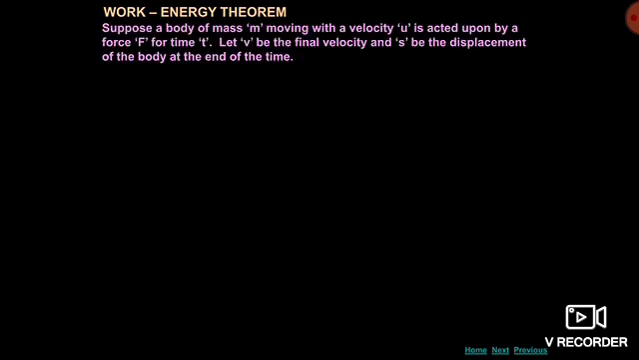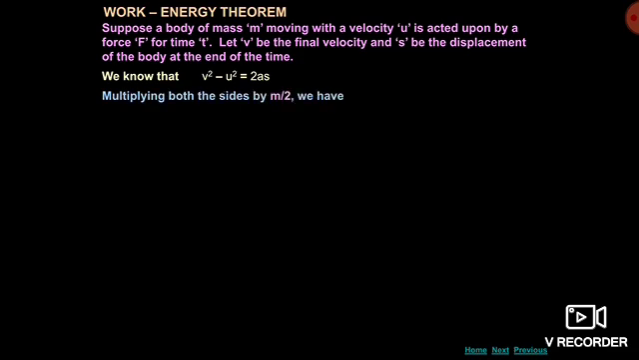As you can see, we have taken a body of mass m moving with initial velocity u. You apply a force and the velocity increases to v. Suppose the time taken for this change is t and the displacement is s at the time t, when the time ends. We have the formula v square minus u square equals 2as.